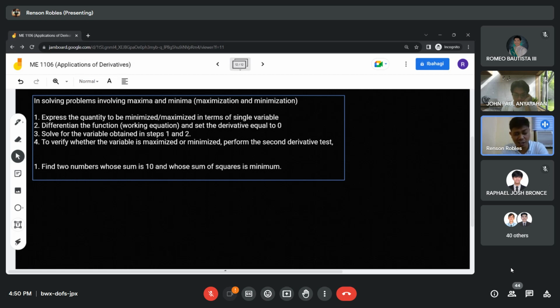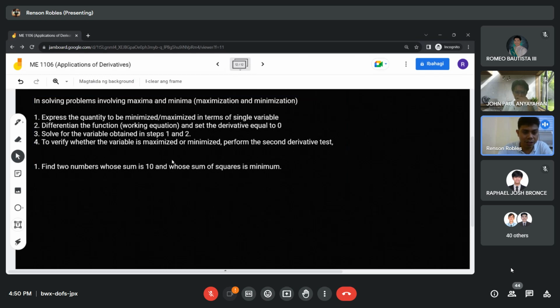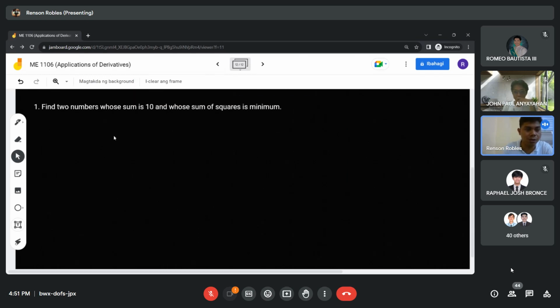Negative 1 and 11 are also possible, and also fractions, like 1 half and 9 and 1 half. So there are infinitely many. It's easy in algebra if the problem is to find the numbers whose sum is 10 and whose sum of squares is 25. Algebra can do that. But when you're looking for the minimum, I think algebra cannot help us. So we will take advantage of the concept of derivative to solve this problem.